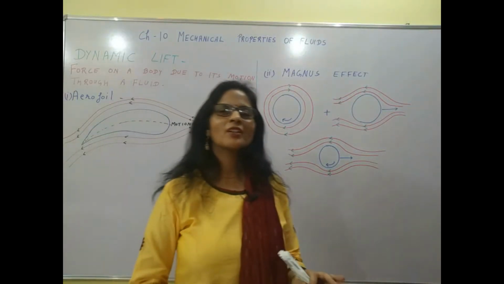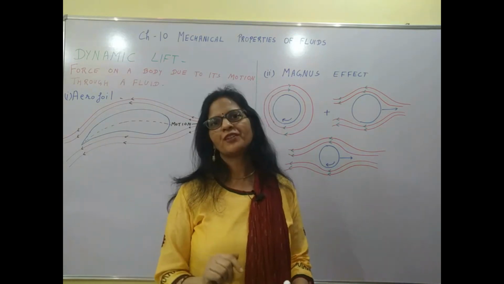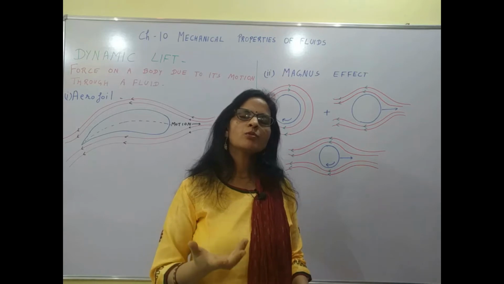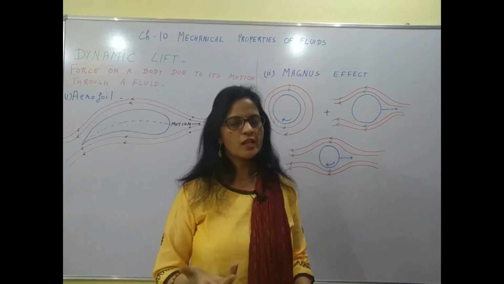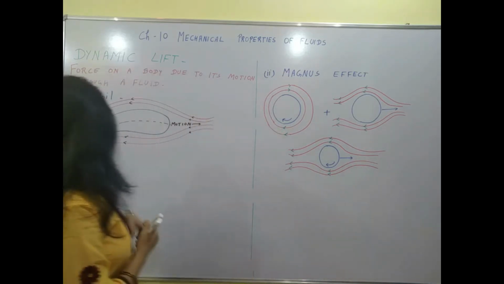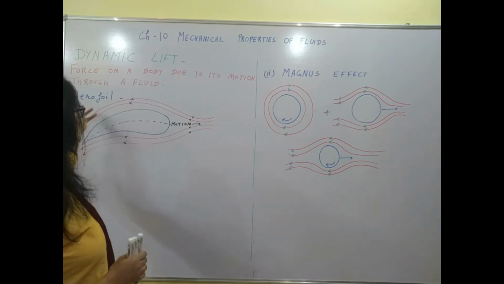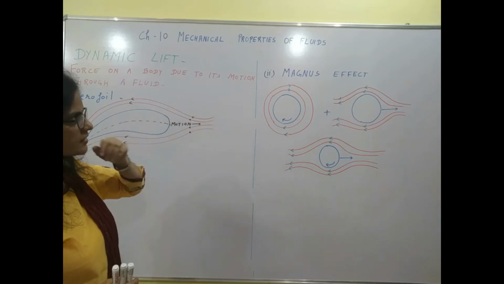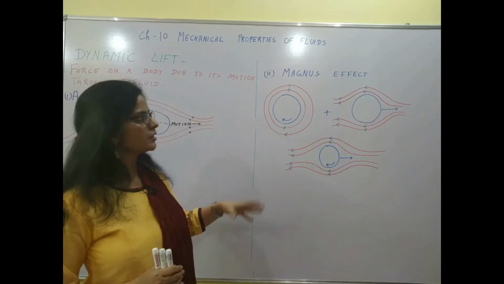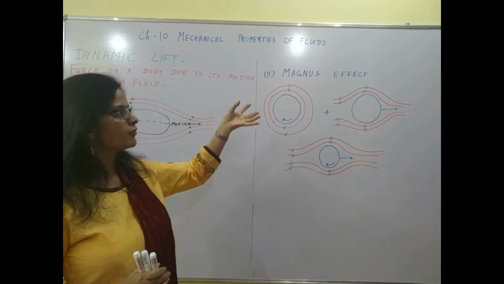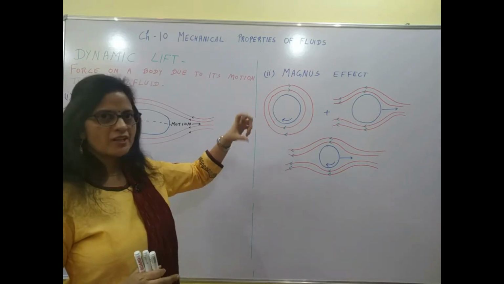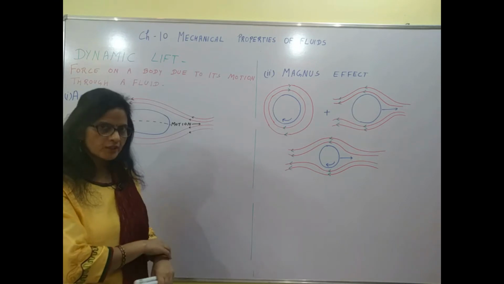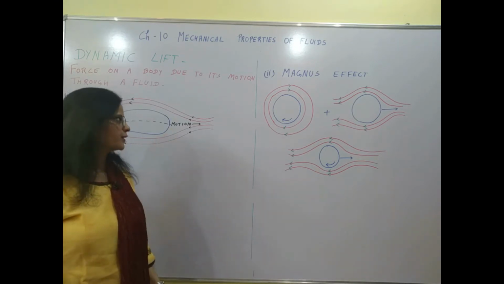Hello everyone. Today we will discuss dynamic lift. Dynamic lift is the force acting on a body due to its motion through a fluid. This is discussed in the case of, one, the aerofoil, which is the basic principle for lifting an aeroplane. Second is the Magnus effect, which I'll discuss in detail later on, but this is actually the curved path followed due to the lateral pressure difference while moving through a fluid, when a spinning ball moves through a fluid, right?